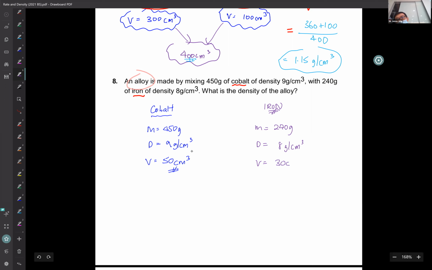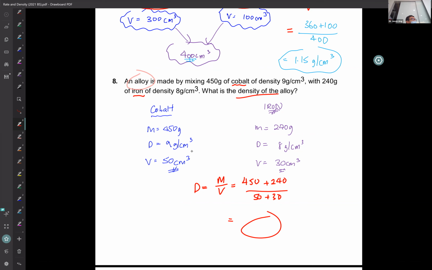30 cm cube. So later they ask for the density of the alloy. The density will be the total mass, which is 450 plus 240, divided by the total volume, which is 50 plus 30. This is how you get the answer. Is this clear? Okay, good.